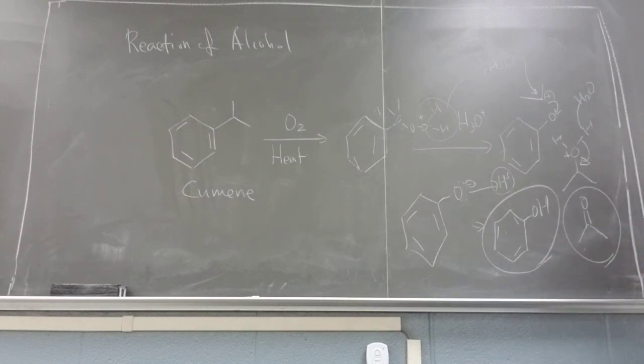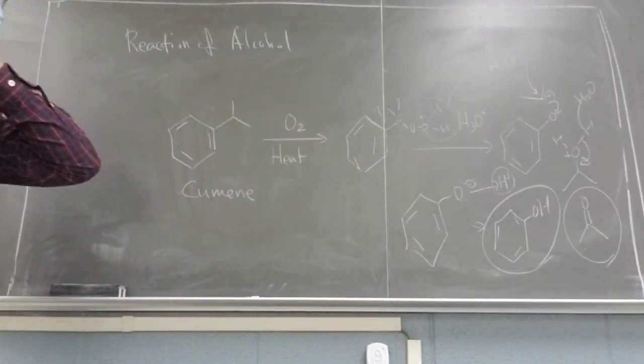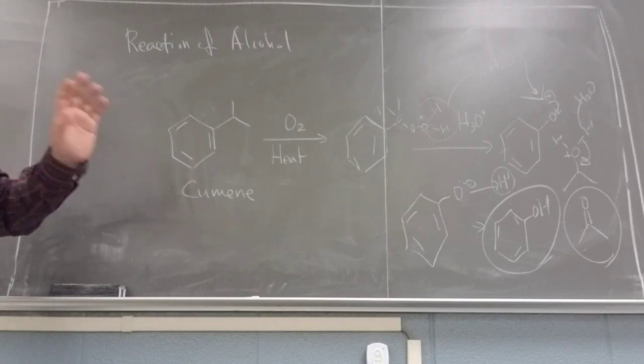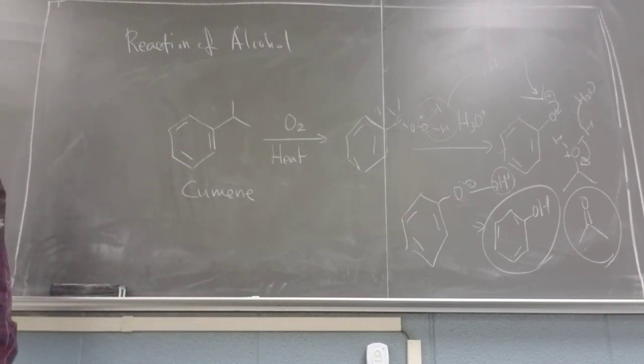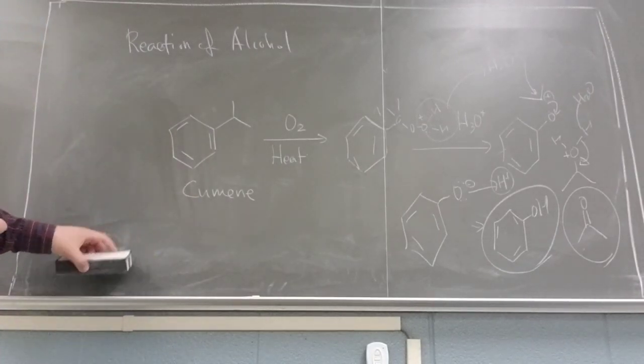So this is a kind of long process, but this is another way we can make some alcohol from the isopropyl benzene, or you can say cumene. So yeah, this is also another type of reaction we can do, making some alcohol.